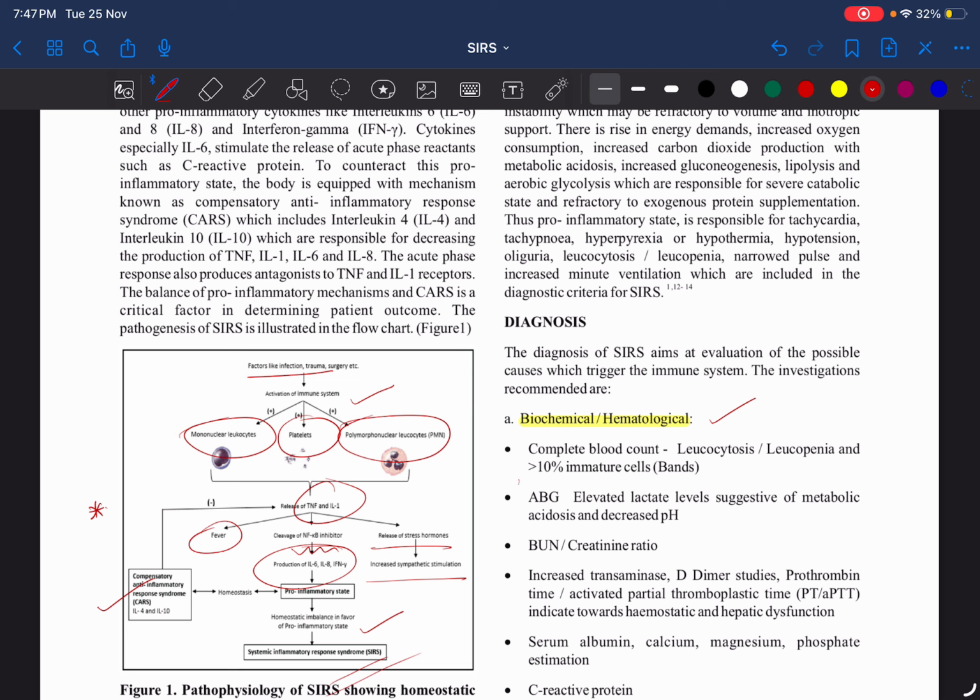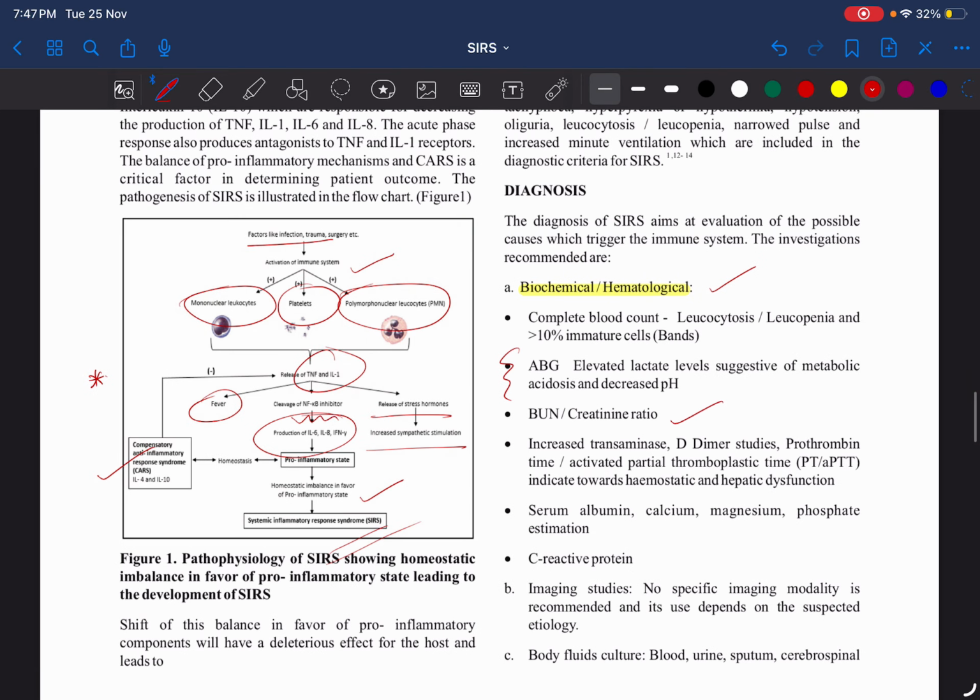Then ABG will be done, so that elevated lactate levels we can assess, that will suggest what? Metabolic acidosis and decreased pH. And blood urea nitrogen and creatinine ratio for kidney function. Then what? PT, aPTT for liver function, serum albumin, calcium, magnesium for electrolytes, C-reactive protein.